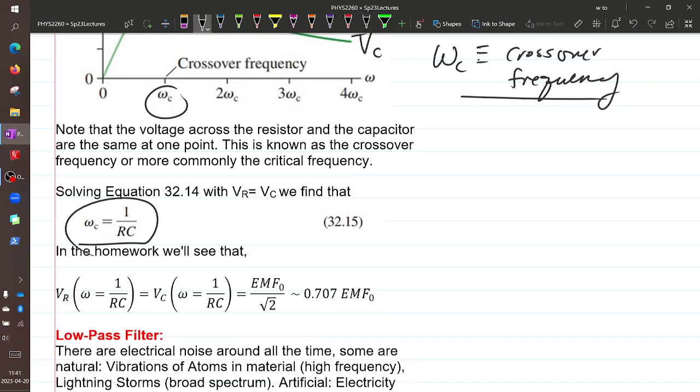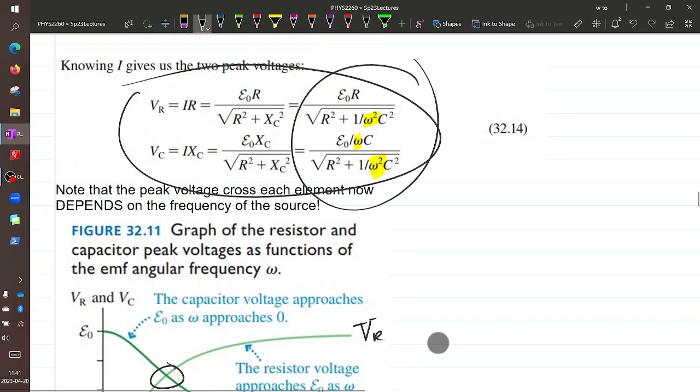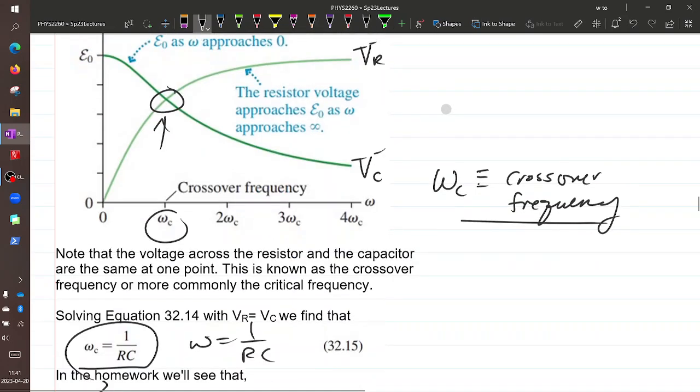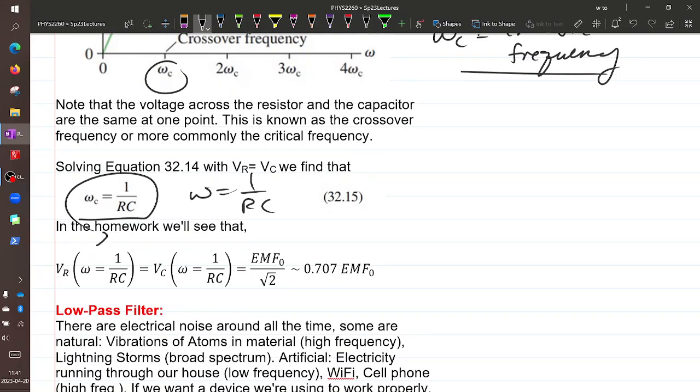Okay? And in your homework you'll get to do this. If you plug in omega equal to 1 over RC into this formula up here, you're going to find that all of the equation kind of simplifies, and basically the equation will just turn out to be EMF. So in your case it'll be the EMF divided by square root of 2.